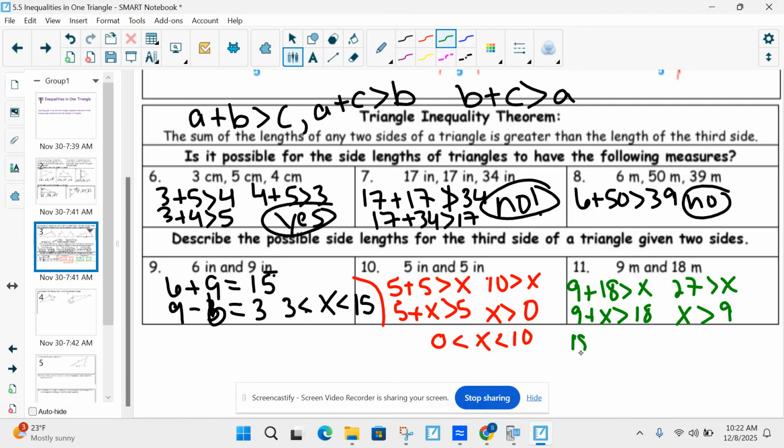And then 18 plus x, the third combination, has to be greater than 9. So x has to be greater than negative 9. Usually for these, you're always going to get one that would give you a negative answer, and that would be that. So we're just going to ignore that because x cannot be negative. So that means that x has to be in between 9 and 27.